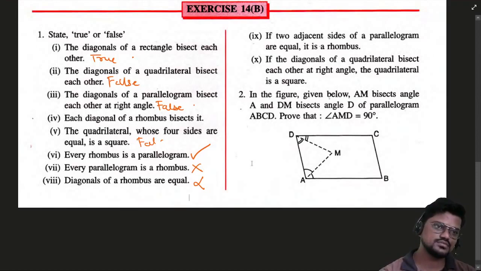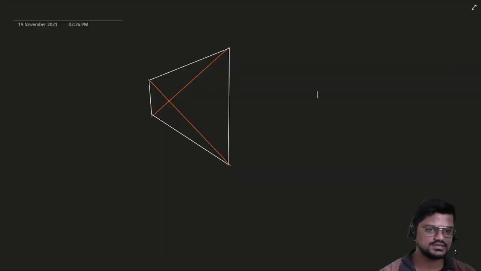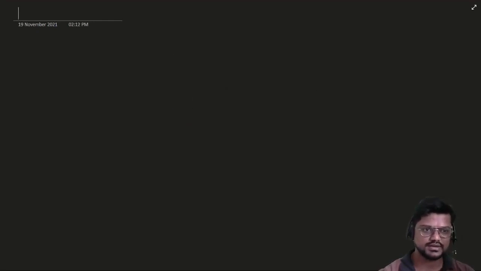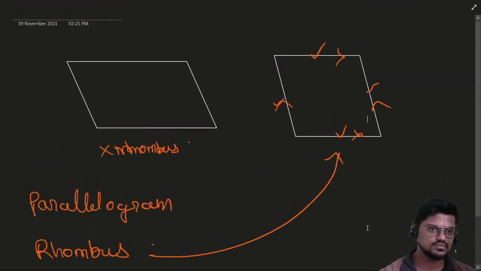Now, sir, next, in a kite, diagonals are perpendicular. Yes, the diagonals are perpendicular in a kite. Next.